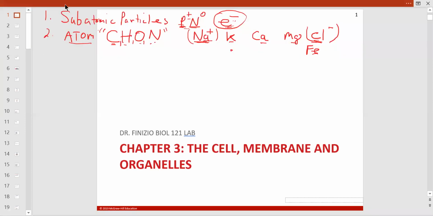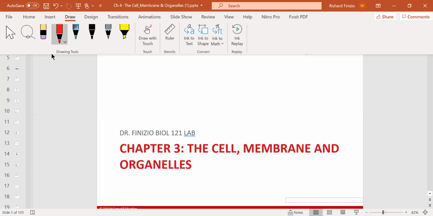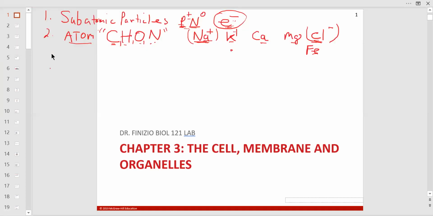And calcium too. And the rest of them are going to be positive. Potassium tends to be positive, losing an electron. Calcium tends to lose 2 electrons. Magnesium tends to lose 2 electrons. Iron tends to lose 2 electrons. So it becomes positive.